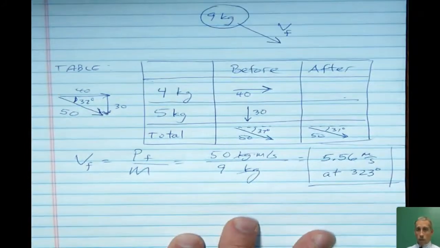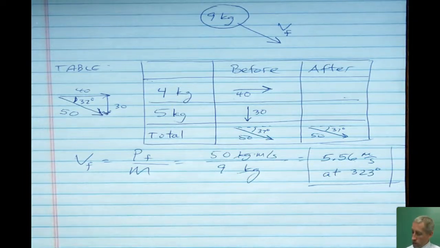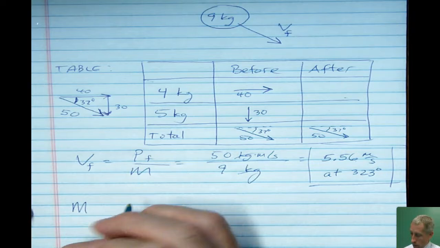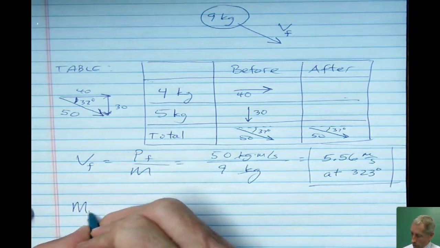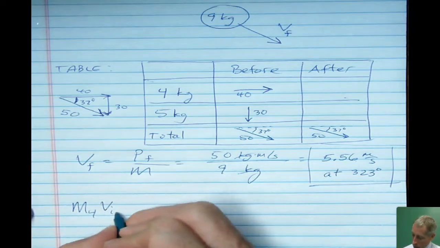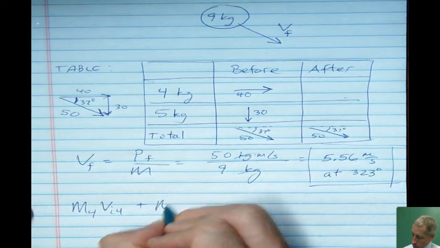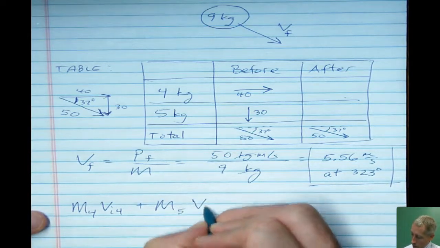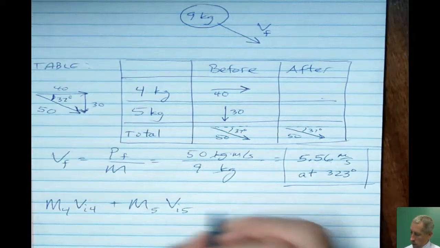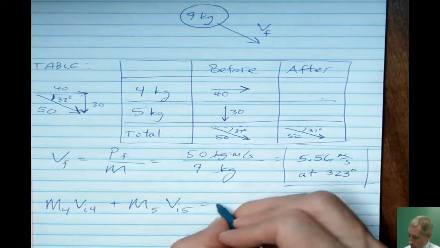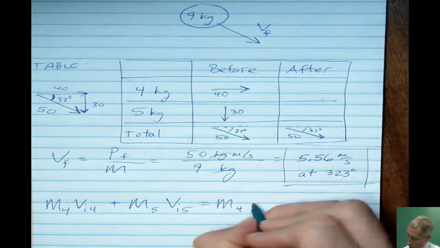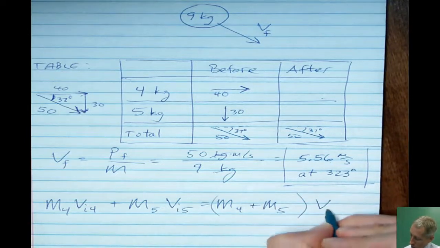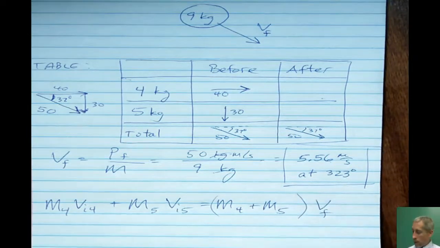Now, I told you I'd show you the algebraic form of this. When we do one-dimensional problems, I like to write it out this way. I take the mass of each of my objects and its initial velocity. So that'd be m4 and its initial velocity, plus I'll call it m5 and its initial velocity. And we say that has to equal the total at the end. So this is m4 plus m5 with inelastic. I like to combine those masses. And then the one common final velocity that they share.